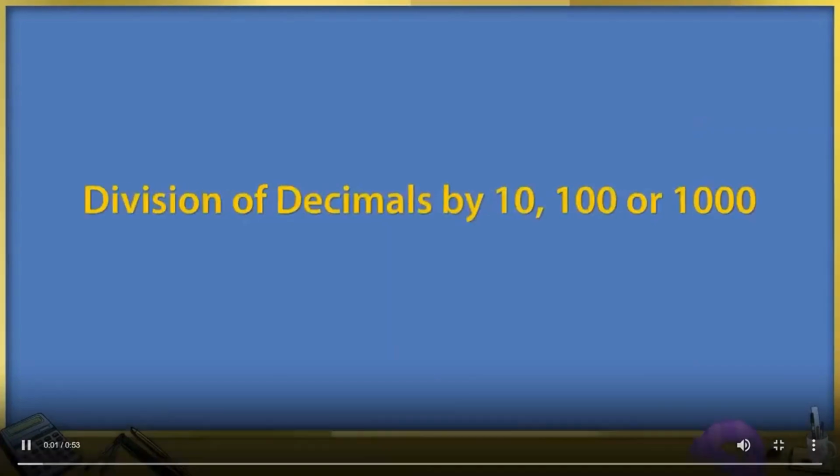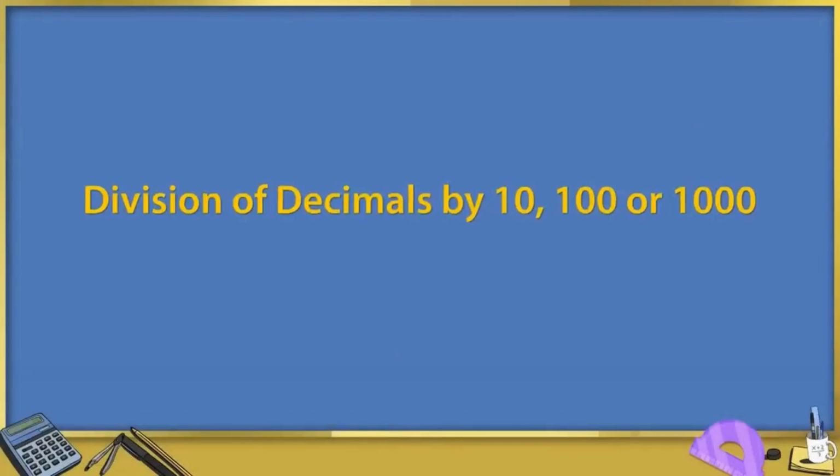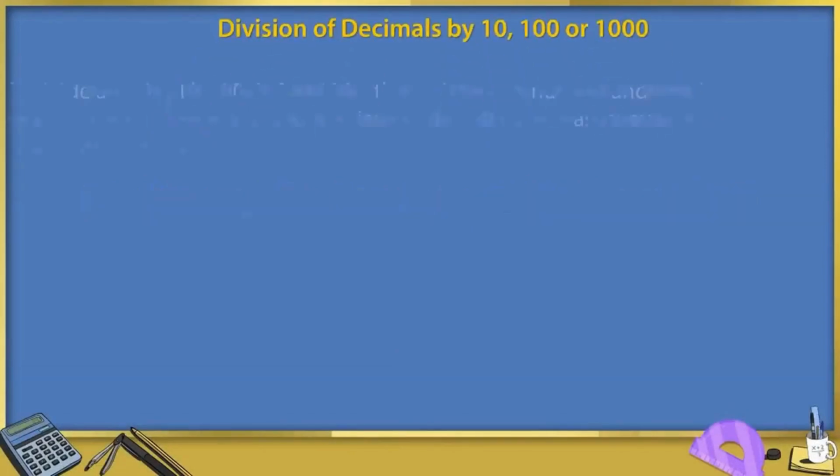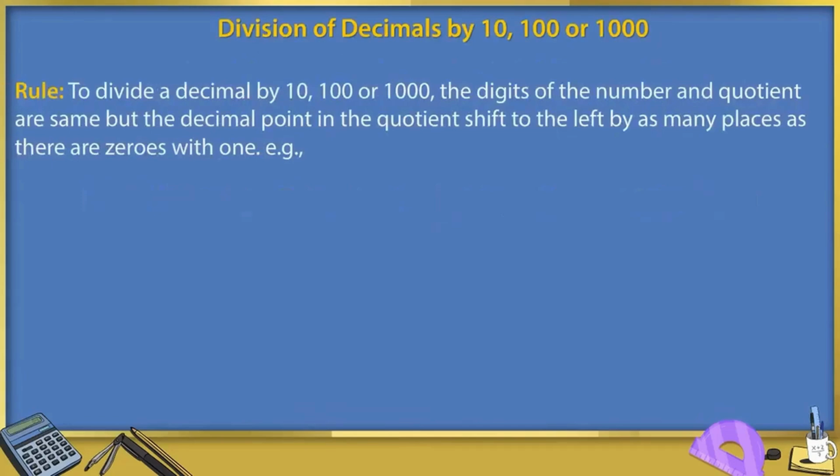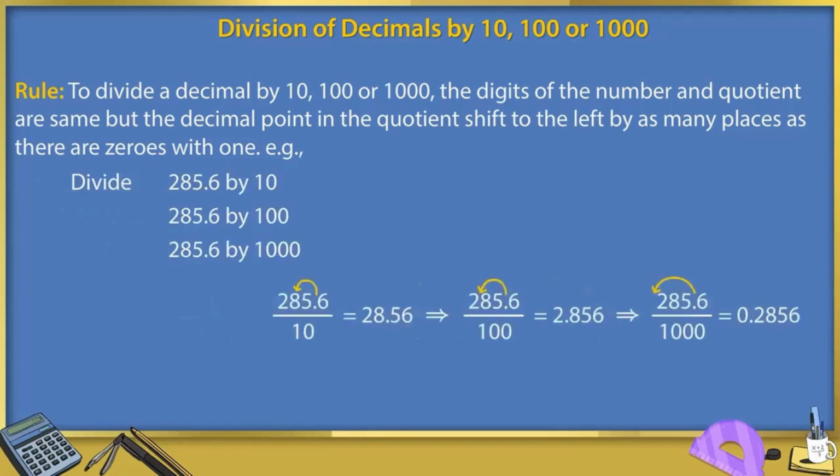Division of decimals by 10, 100 or 1000. Rule. To divide a decimal by 10, 100 or 1000, the digits of the number and quotient are the same, but the decimal point in the quotient shifts to the left by as many places as there are zeros with 1. Example. Divide 285.6 by 10, 285.6 by 100, 285.6 by 1000.